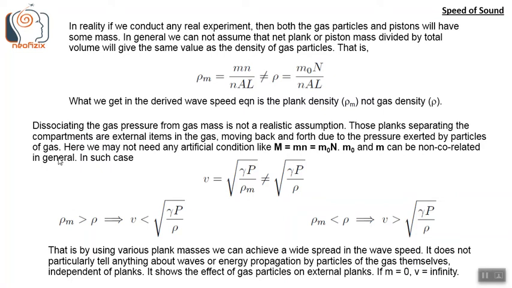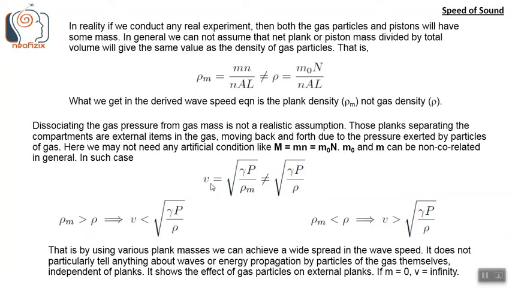That gives the momentum. So here we may not need these artificial conditions like m equals M N equals m naught n, where the mass of the gas is equal to the mass of the piston. That is an artificial condition. We will not need that. This equation will work even without that, and also there is no correlation between m naught and m. The mass of the Plancks and the mass of the gas particles are not correlated in any way. They are not bound by any condition. They are independent. They can have any values.